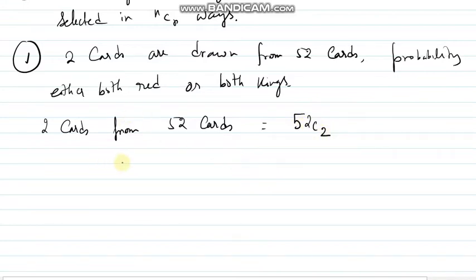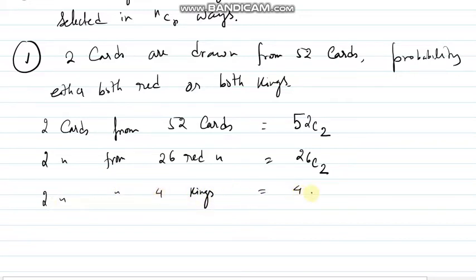Either both red. How many red cards are there? We know there are 26 red cards. So two cards from 26 red cards, how many ways can we do it? That is 26C2. And both kings, how many kings are there? Each suit contains one king. I have already made one video on cards, so please check that. So there are four kings, so two cards from four kings, that is 4C2.